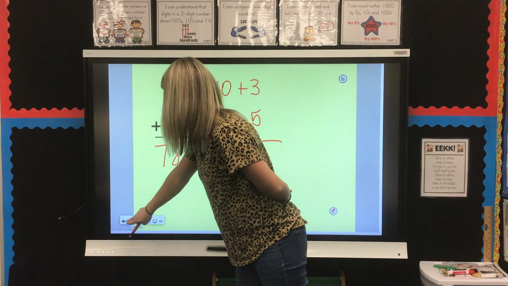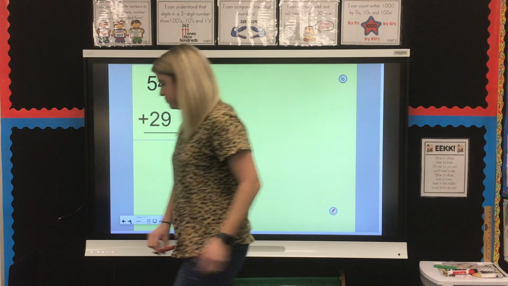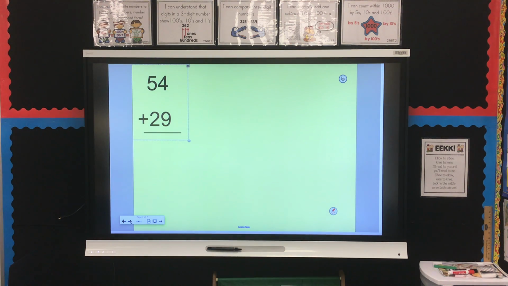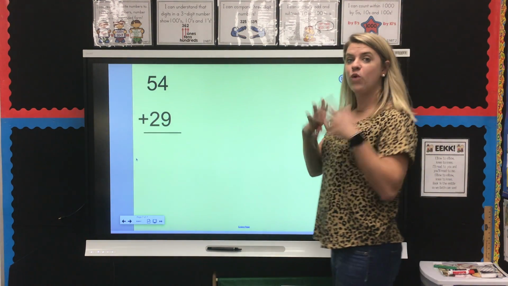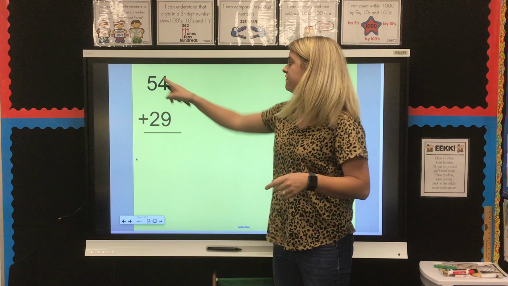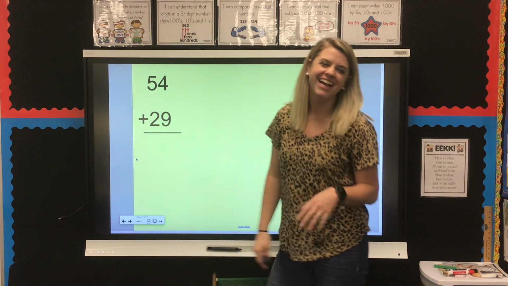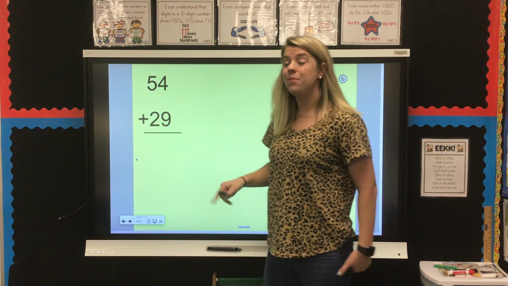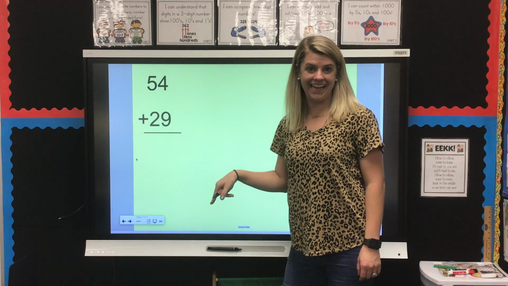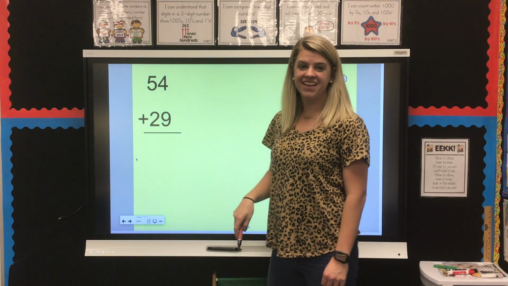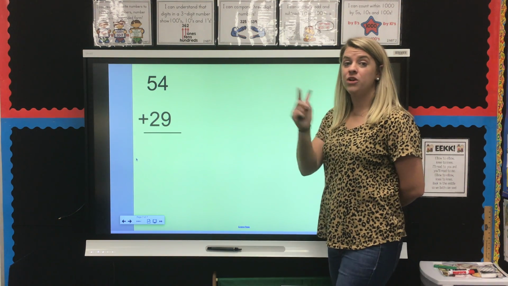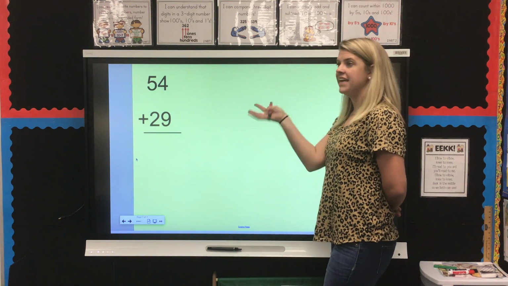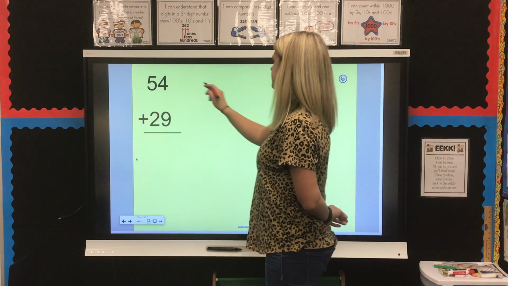Here we go. Clear your whiteboard. And I want to see you work this problem right here. 54 plus 29. Okay, write that number down on your whiteboard. 54 plus 29. Okay? Solve your problem, 54 plus 29. When you're finished solving, press play and come on back and see if you're correct.